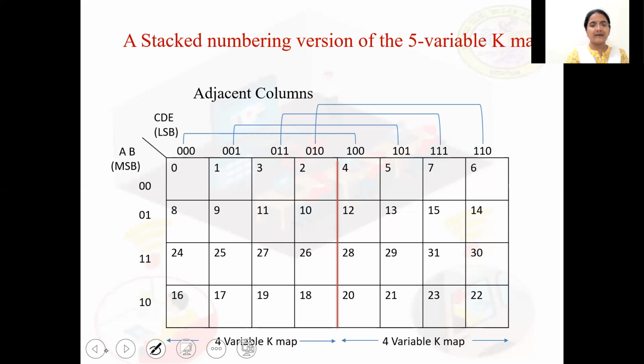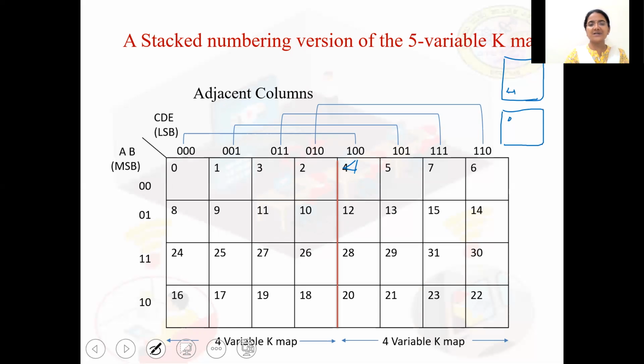We visualize it as a vertical alignment, where 0, 0, 0 is adjacent with 1, 0, 0. 0, 0, 1 is adjacent with 1, 0, 1. 0, 1, 1 is logically adjacent with 1, 1, 1. 0, 1, 0 is logically adjacent with 1, 1, 0. Like that we have to consider in the stacked numbering version of the 5 variable key map.